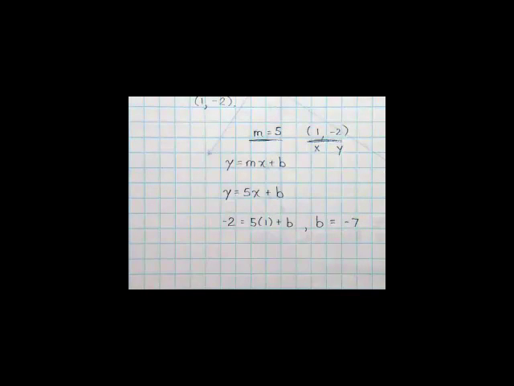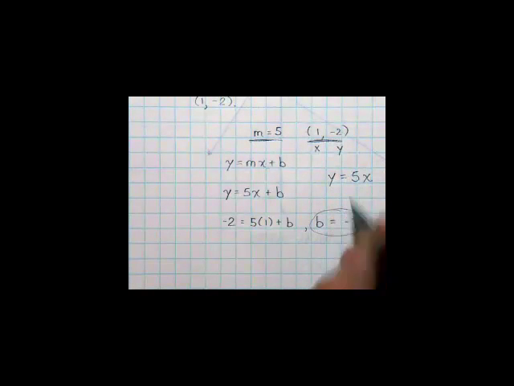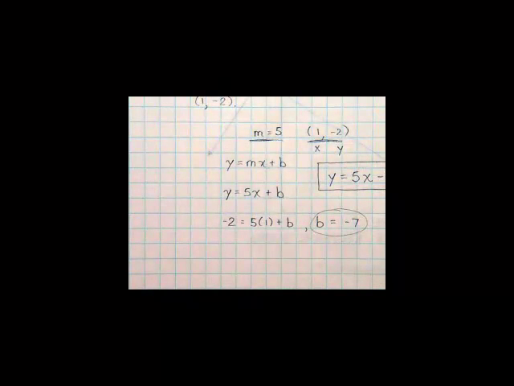All right, so now I do have the b that I need. So now I've got y equals 5x, that's with the m in there, and then with the b, minus 7. Boom, done. There's that equation. Like I said, you algebra people would probably be a little happier today. This is the kind of algebra stuff we're doing here.